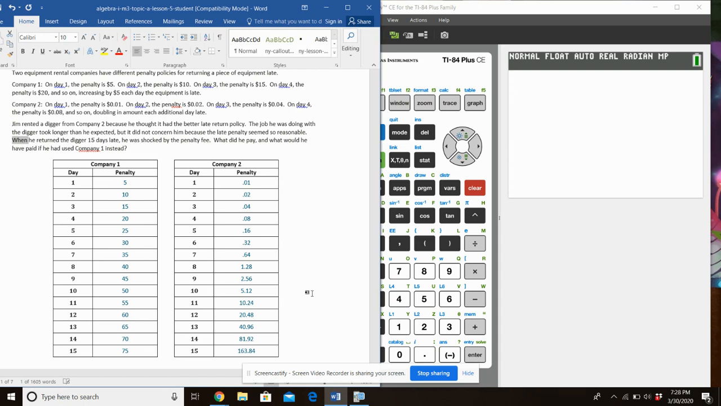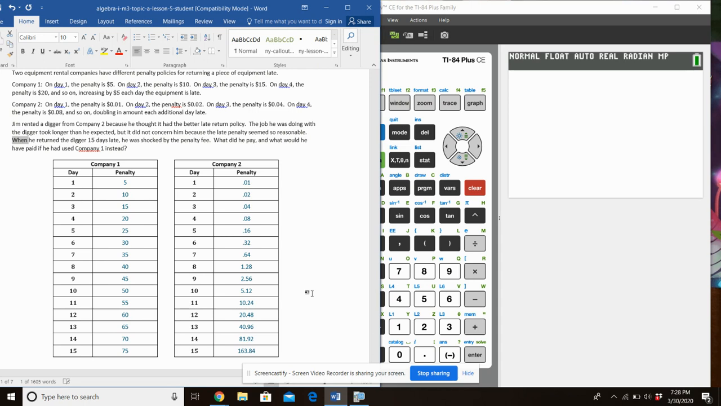So company 1 again has that +5 pattern, or an arithmetic pattern, also known as a linear pattern. It increases by $5 each day, whereas company number 2 has an exponential pattern or geometric pattern, and it has its value being multiplied by 2 or doubling to the next day.